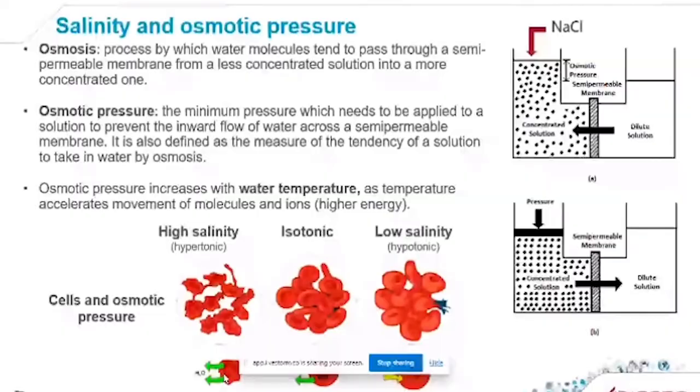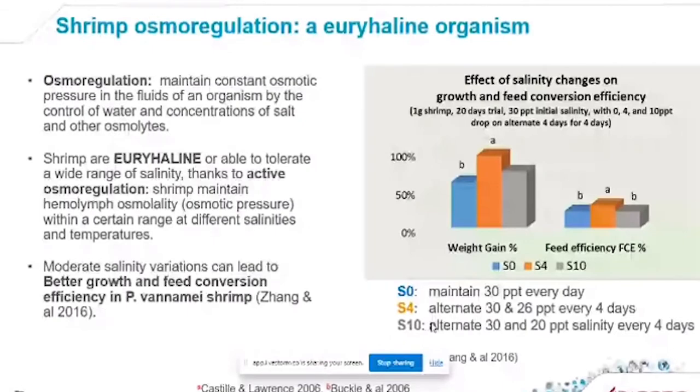If you place those same cells into a hypotonic environment with low salinity, the opposite happens. The water molecules from the hypotonic environment are very much attracted by the higher concentration of osmolytes inside the cells, and they will migrate into those cells, leading the cell to swell and after a certain stage to burst, and the cell will die. So obviously, this is not something that you want to have with your shrimp when you're transferring them to a different environment.